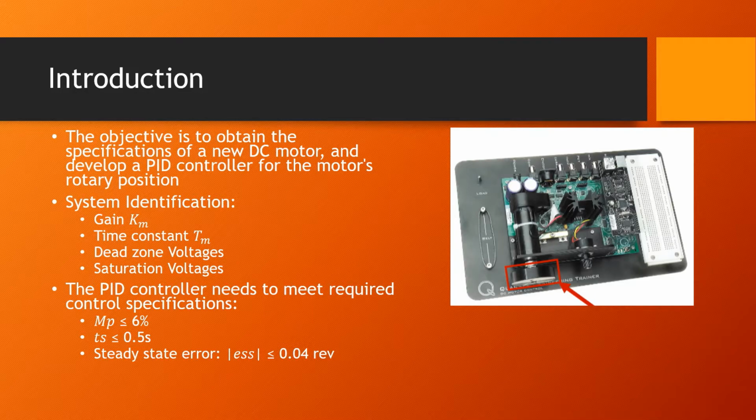The PID controller needs to be designed to meet the following requirements. The max overshoot needs to be less than 6%, the settling time needs to be less than 0.5 seconds, and the steady state error needs to be less than 0.04 revolutions.